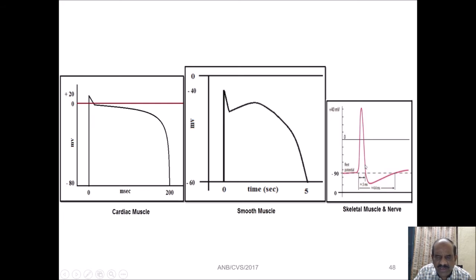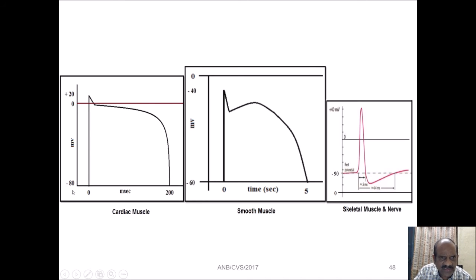Now compare this with the skeletal muscle. What do you observe? The resting membrane potential in the case of the cardiac muscle is about minus 80 millivolt. That of the smooth muscle is minus 60 millivolts. What does it mean? When the resting membrane potential is less, it means they require a minimum threshold for the stimulus.